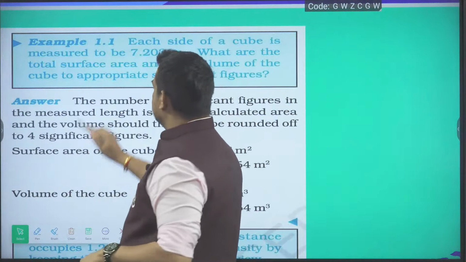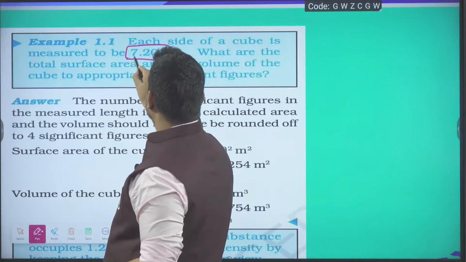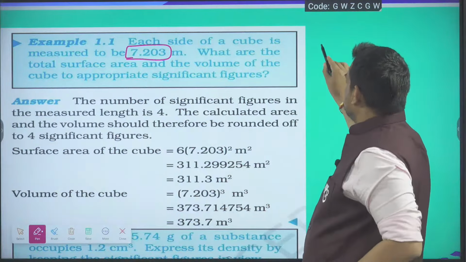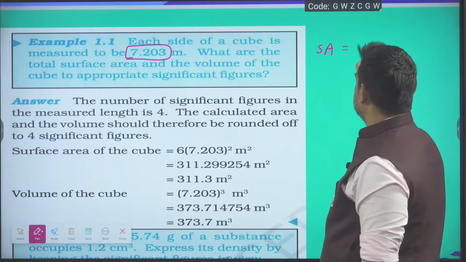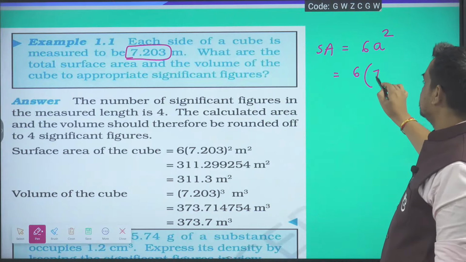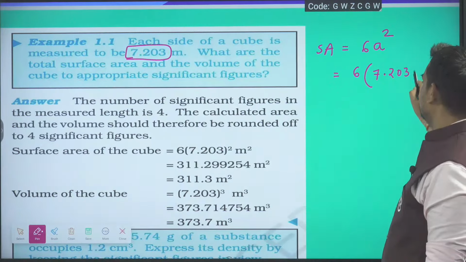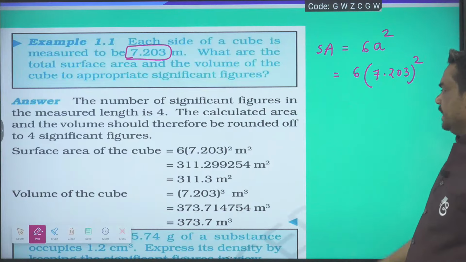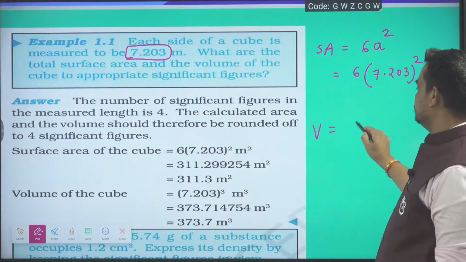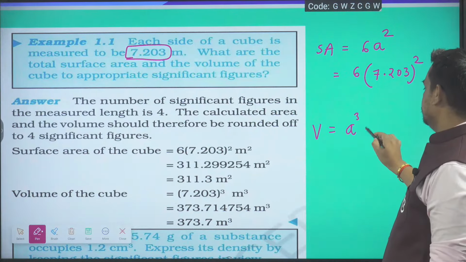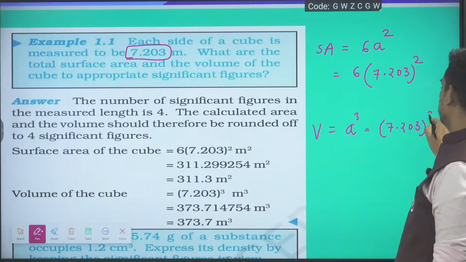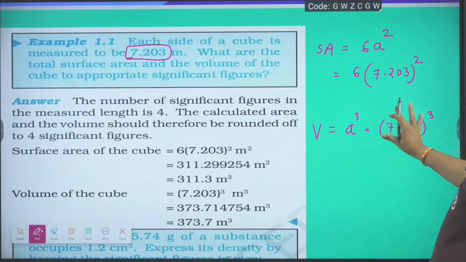So side we got in this one, there is 7.203 cm. They're asking what is the surface area. And surface area, you know that we have to write as 6a square. So 6 and a is 7.203 whole square. Okay. Now this is the surface area. We can multiply, and then volume we can say this becomes a cube, and a cube means we can write here 7.203 whole cube.